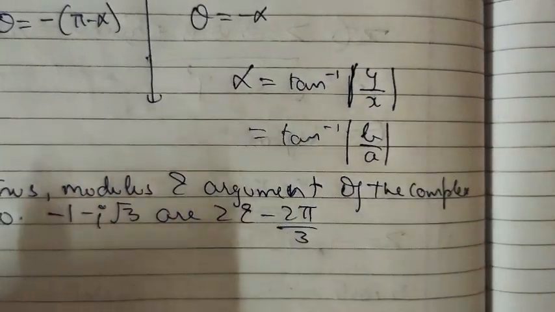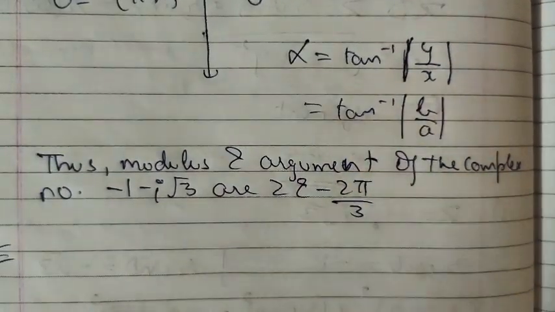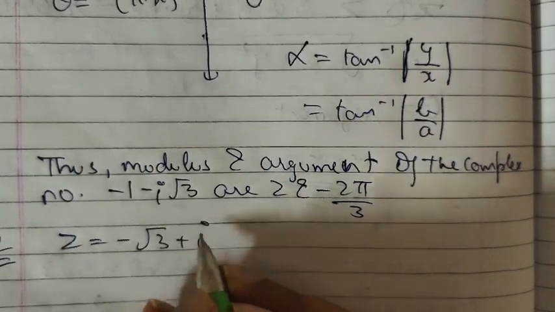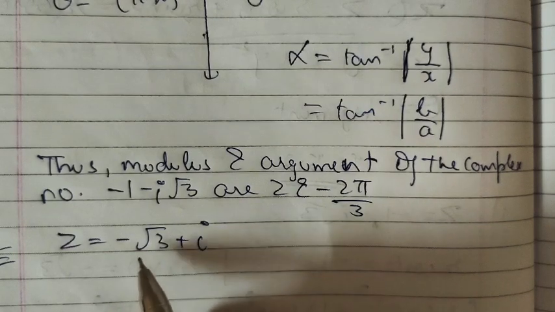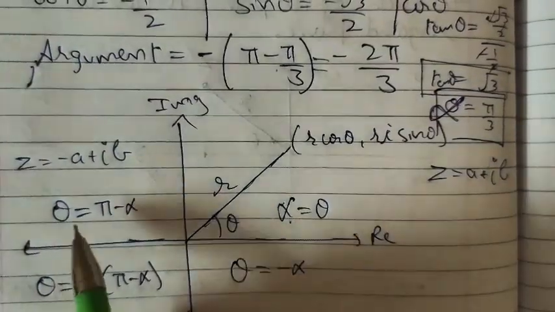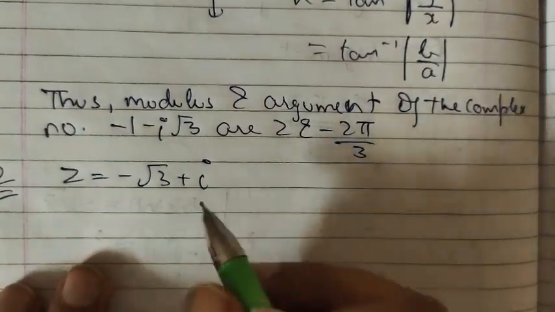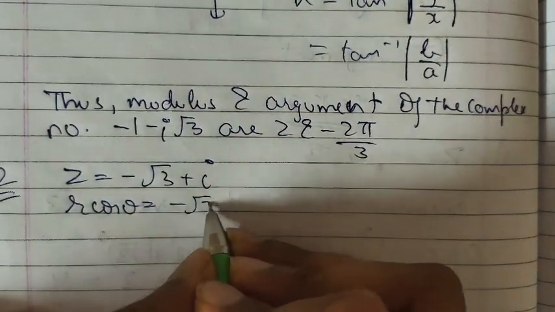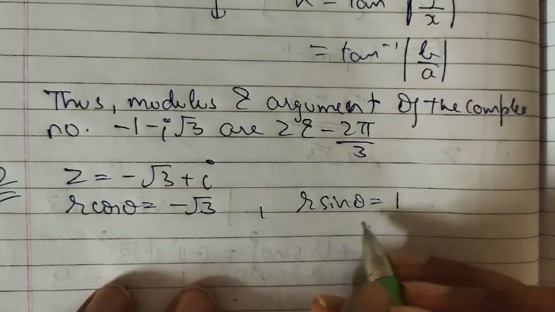Let's take the second part. In the second question, we have z is equal to minus root 3 plus iota. Now from here only we can say which quadrant alpha will lie in. Second quadrant, because the real part is negative and the imaginary part is positive. So that means r cos theta is equal to minus root 3 and r sin theta is equal to 1.